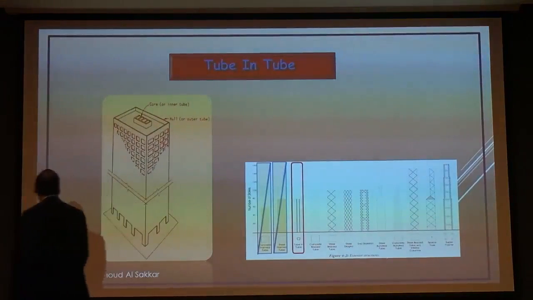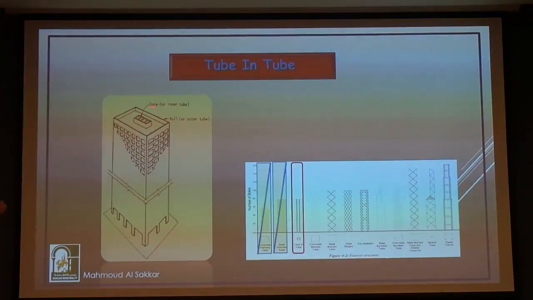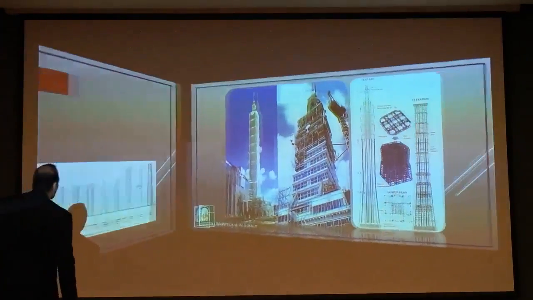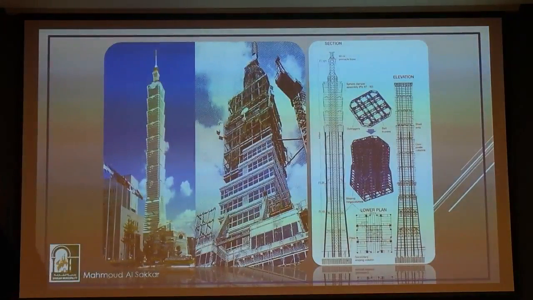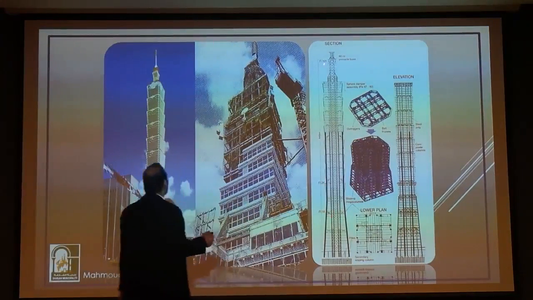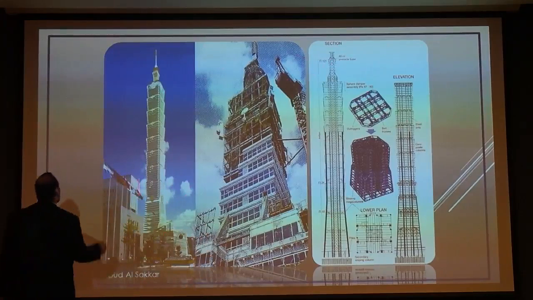Look at the tube over there. The difference is in the center: the internal core is not capable of carrying any lateral force. It can carry vertical load, but it is related to the lateral force. Like what? Like Taipei 101, which is 101 floors, in Taiwan.